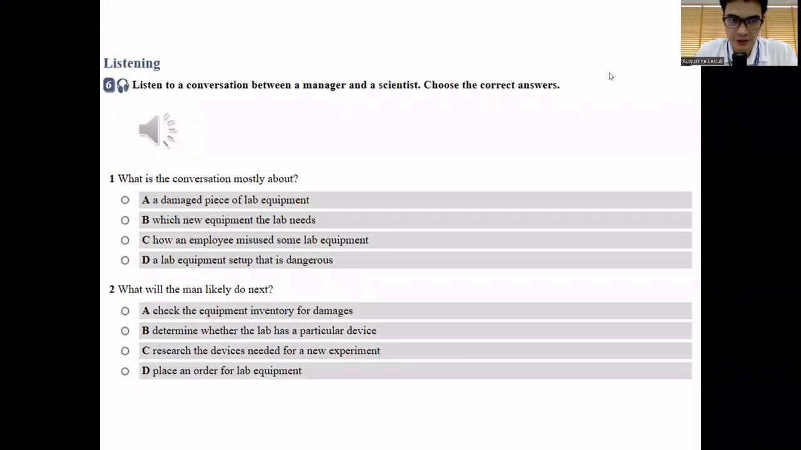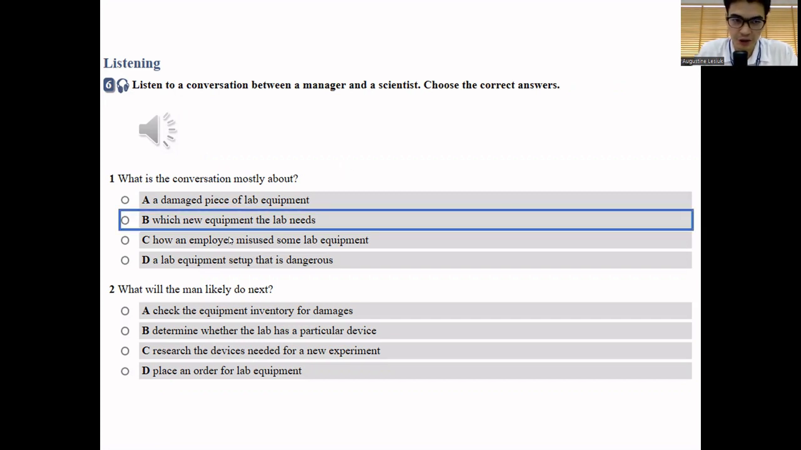Here are the answers. What is the conversation mostly about? The conversation is mostly about which new equipment the lab needs. So the man was asking the woman what she wants for new lab equipment. She mentions that she would like the new analytical balance and that she would like a spectrophotometer, right?